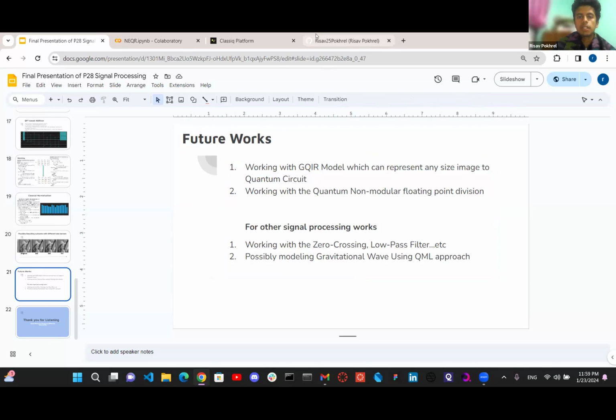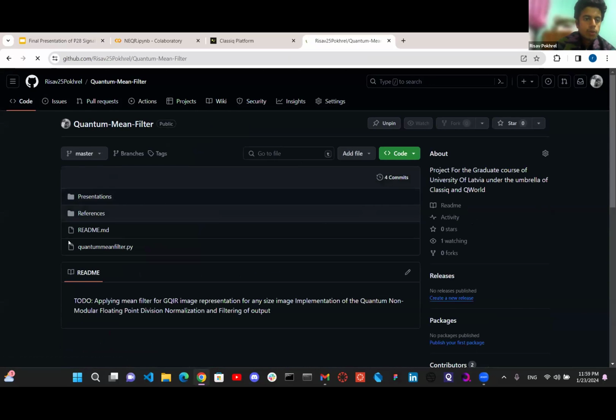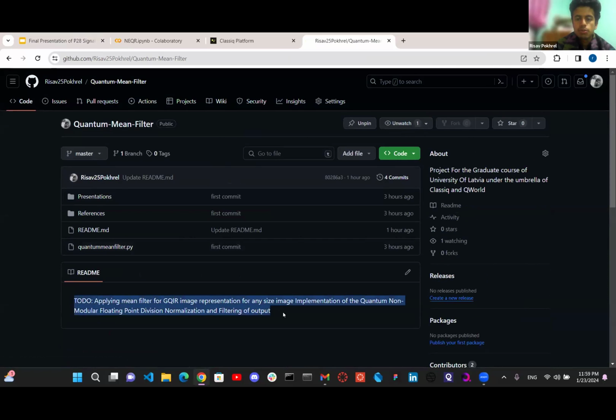And for everyone, I have kept this algorithm on my GitHub profile, where you can change it. Here I have written the to-dos, where you can fork and create an issue so that we can improve this algorithm.